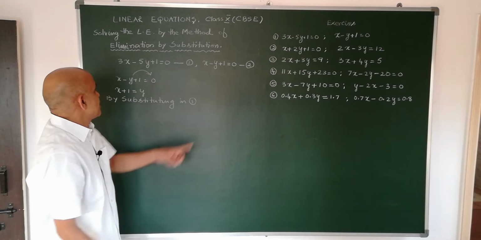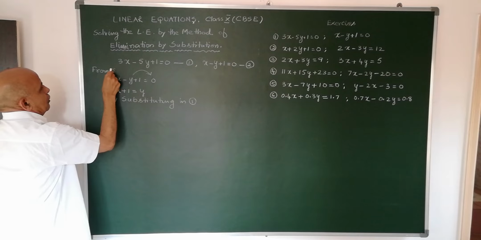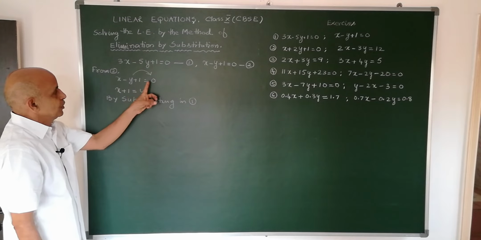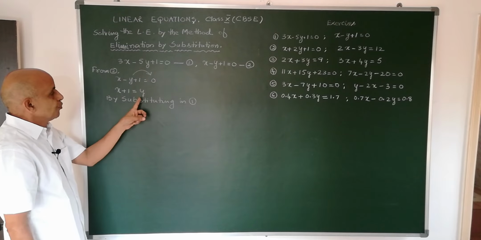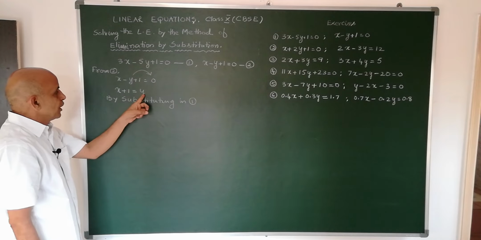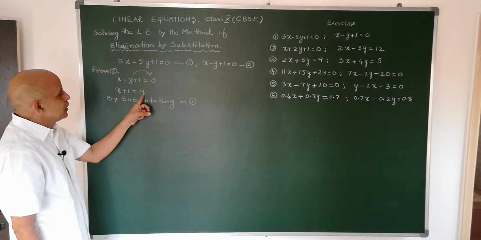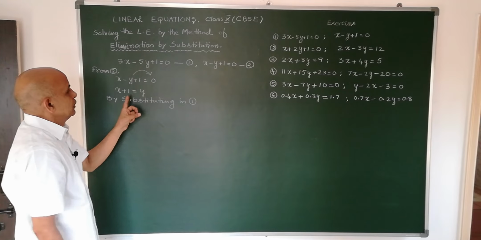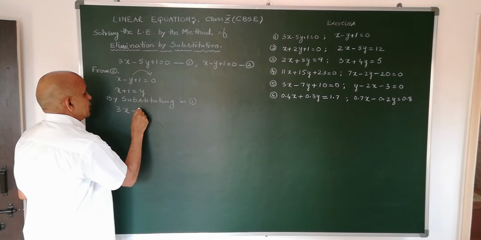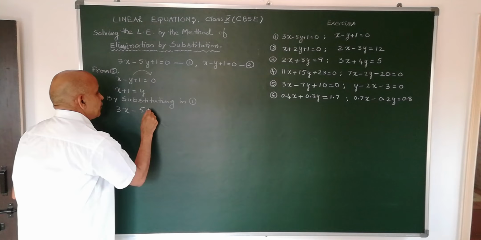So from the second equation, x minus y plus 1 is equal to 0, from this equation we found the value of y in terms of x. Now this value of y we are substituting in the first equation. That means wherever y is there, we will write x plus 1. So 3x as it is we will write, minus 5, in place of y I will write x plus 1.